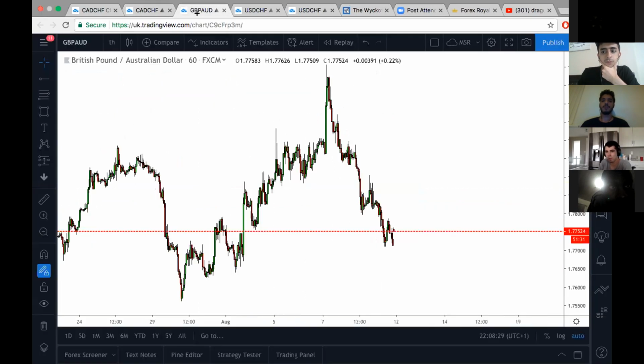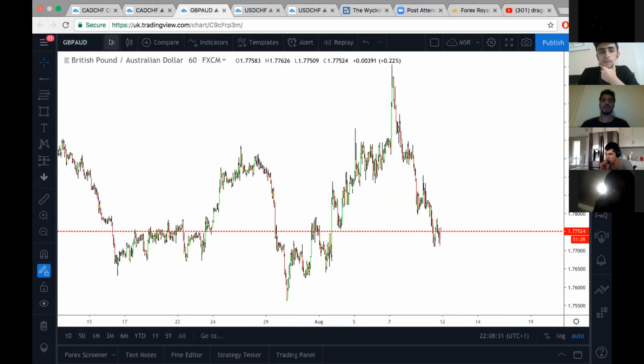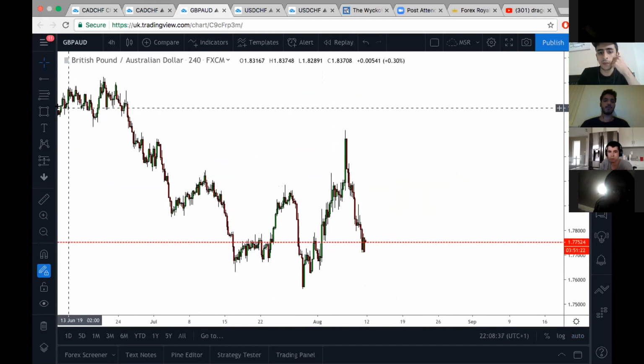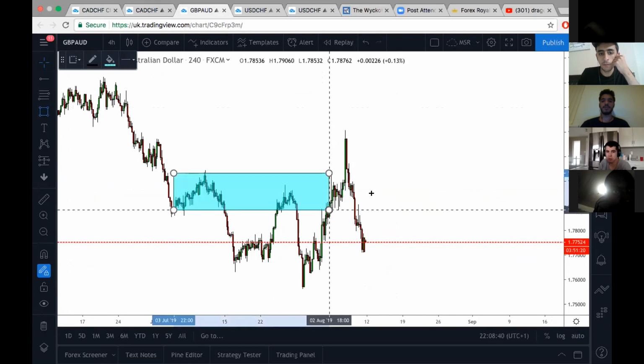So that's one example. Another example is with GBP AUD. This is something that I missed. I was really pissed off that I missed this. Okay, so look, what do you think everyone was doing in this region over here?